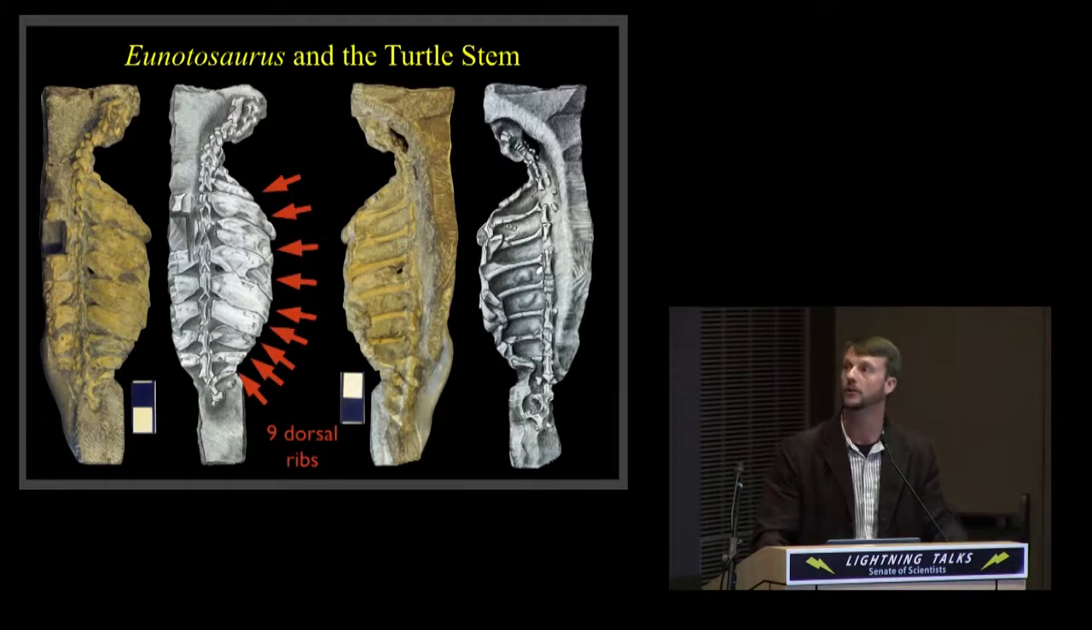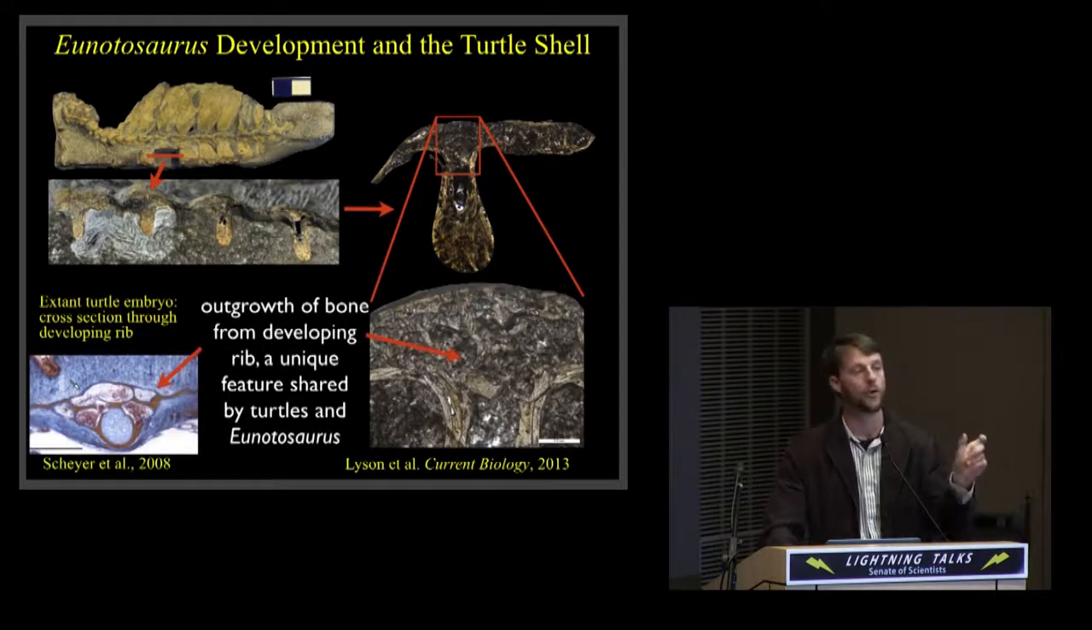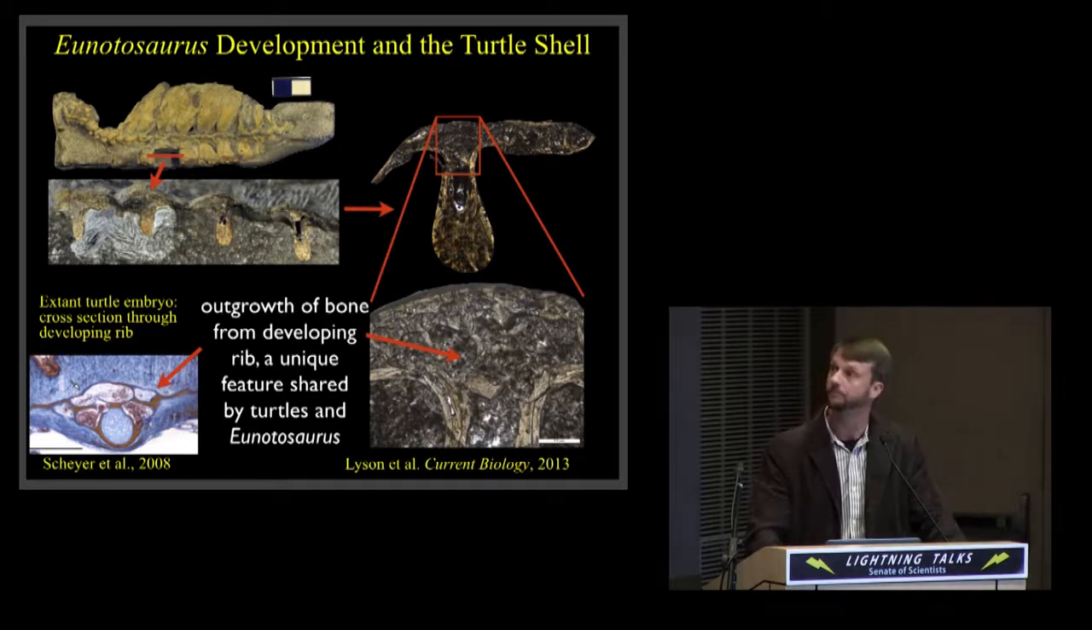I'm not going to go through all the characters, but it does share many features with turtles, including having nine broadened ribs and very elongate vertebrae. Then I looked at the development of the Eunotosaurus ribs. I did some histology studies to get at how these ribs developed. And I found that the broadened part, or the horizontal part of the rib, is the result of an outgrowth of bone from the rib. This is a feature that's uniquely shared, at least among living animals, with turtles. Only turtles have this extreme outgrowth of dermal or subdermal bone from the rib. That's a feature shared between turtles and Eunotosaurus.